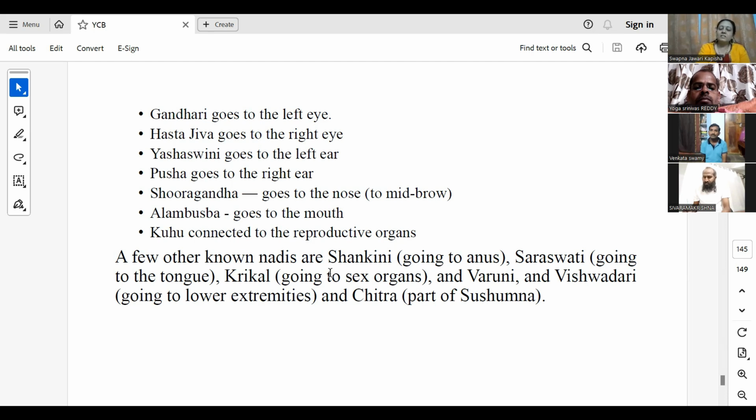Besides the 3 nadis, if anyone is interested, you can learn about these 7 nadis also. And there are a few other nadis, to name them: Shankini, Saraswati, Krikal, Varuni, Vishwadari, and Chitra. So these are the other nadis.